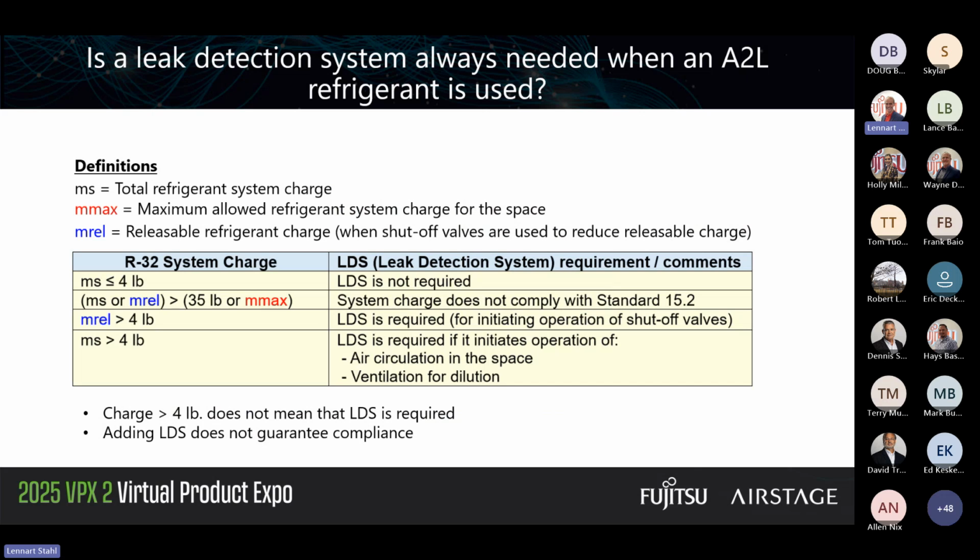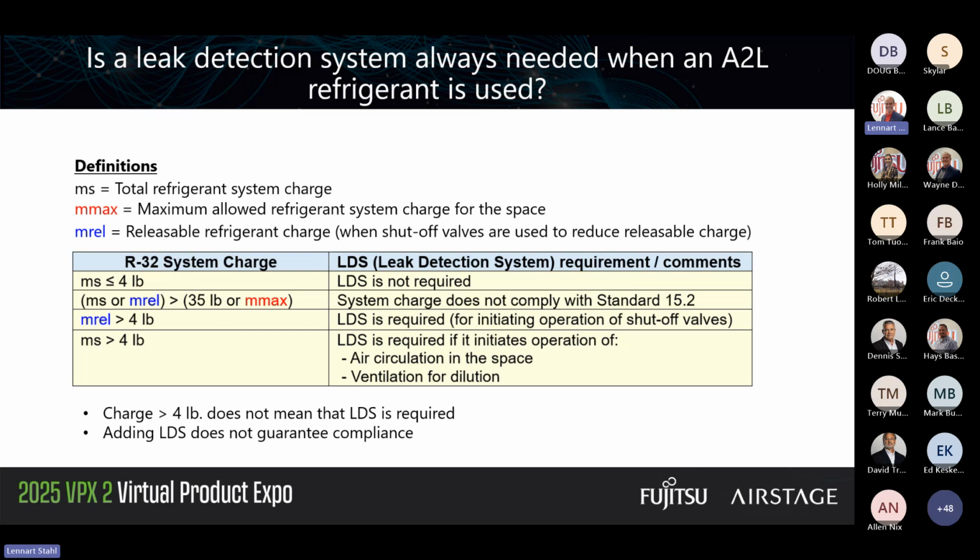Another question we get is, do I need leak detection or not? You don't need it always, typically not, especially not for residential applications. But we're going to look through this table together. First, I want to do some definitions. MS is the refrigerant system charge, the total charge in the system as it is. Then we have something we call M-max, and that's the one we just found in the previous tables. We looked at the M-max, what's the maximum allowed for that space. Then we can introduce something called MREL. That is a releasable refrigerant charge if you have shut-off valves.